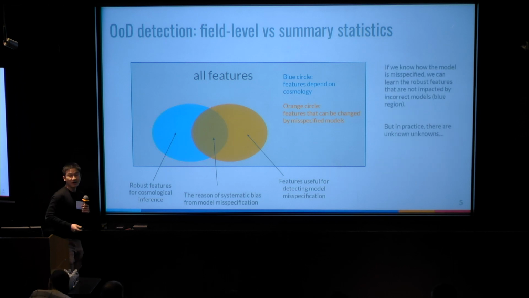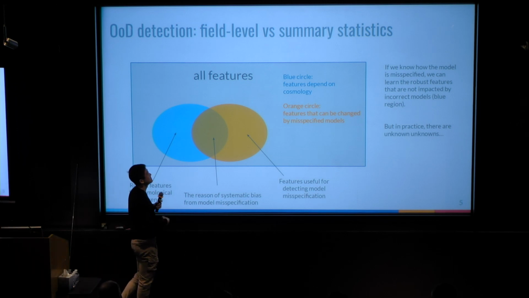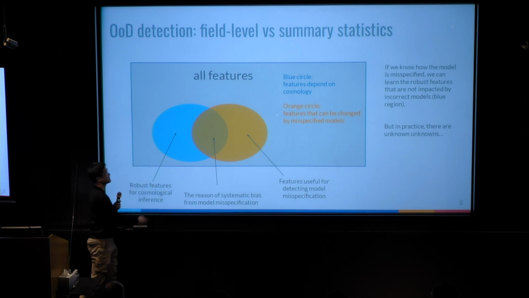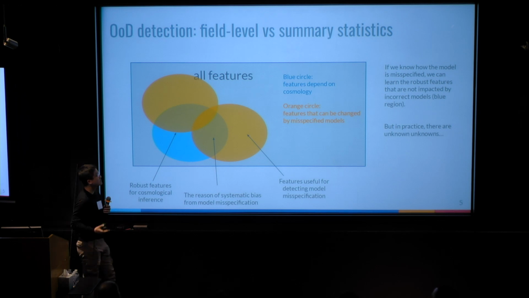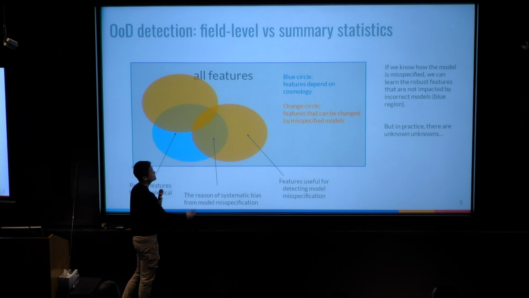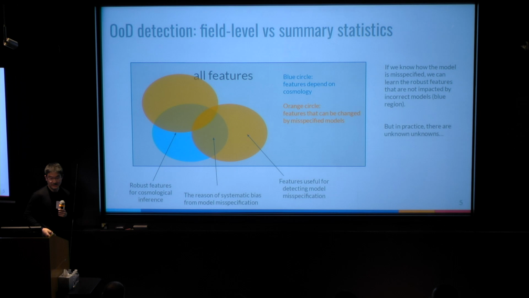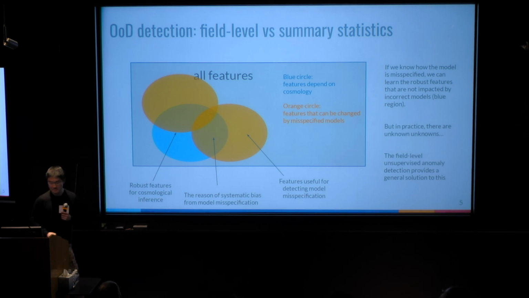If we know how the model is misspecified, we could, in principle, deproject these misspecified features and learn pretty robust features corresponding to the blue region. But in practice, there are different kinds of systematics, and there are also unknown unknowns, right? We can learn some features that are robust to baryonic physics, but there are other intrinsic alignments or unknown systematics, and it's really hard to learn features robust to all of them. The field-level unsupervised anomaly detection method really provides a general solution to this problem.